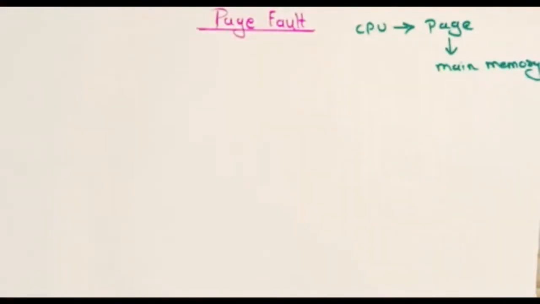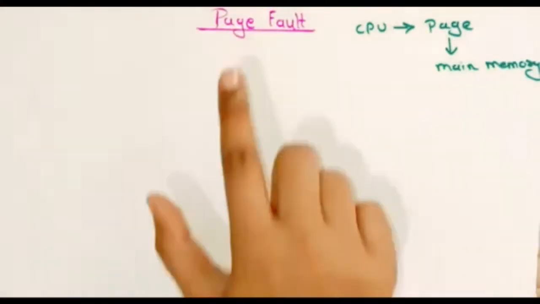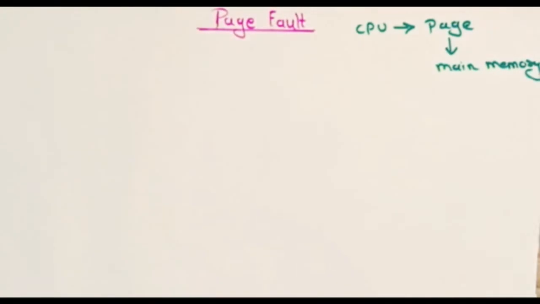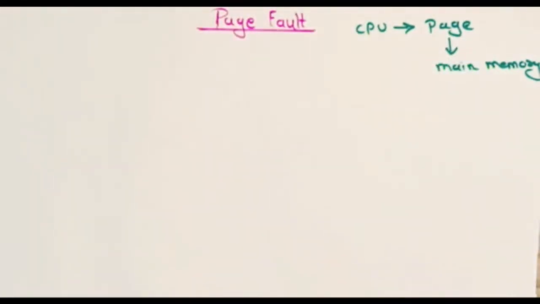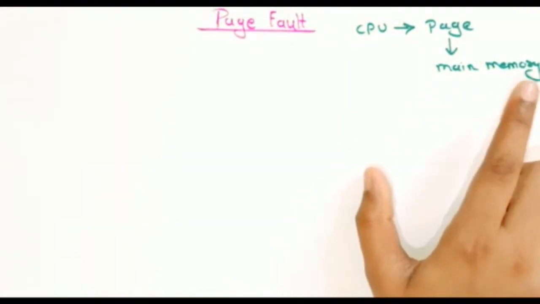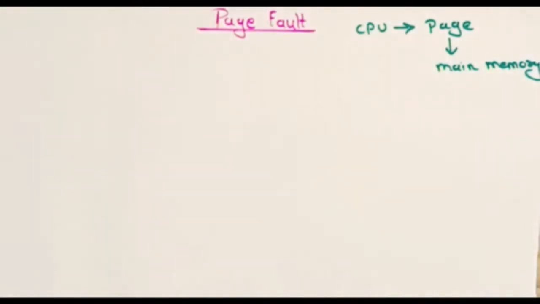Everyone, welcome back. Coming to the next topic in an operating system, that is the page fault. In the previous video I explained demand paging. Demand paging means the CPU demands a page from main memory. If the page the CPU is demanding is not present in the main memory, then you call it a page fault. Whenever a page fault occurs, what does the operating system do to handle it?